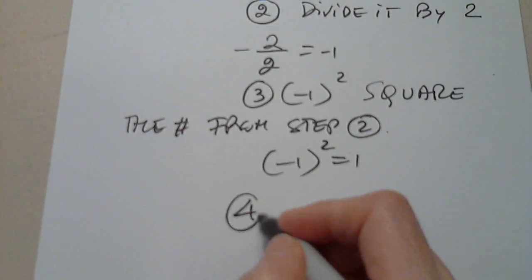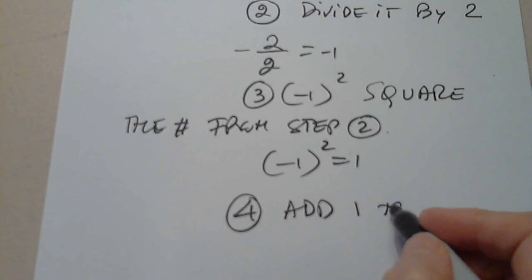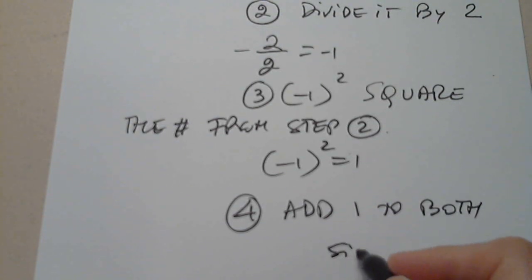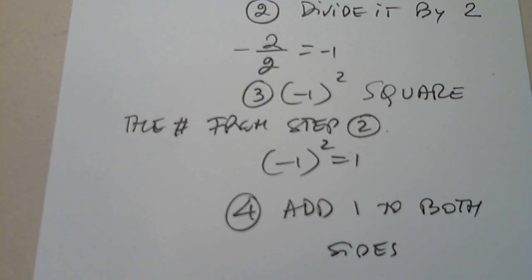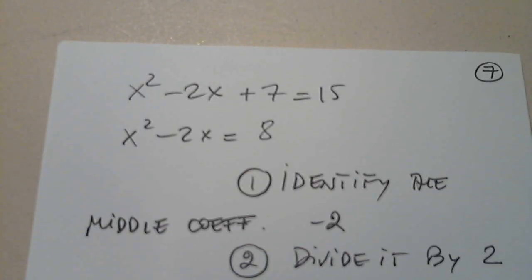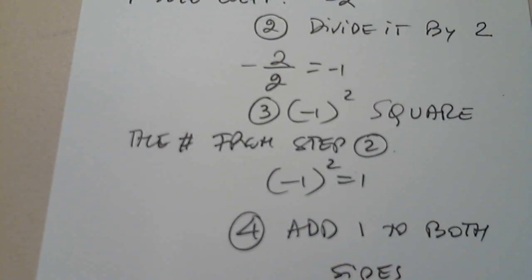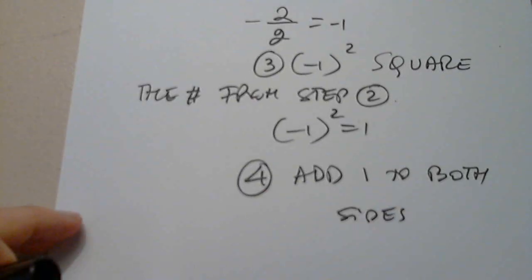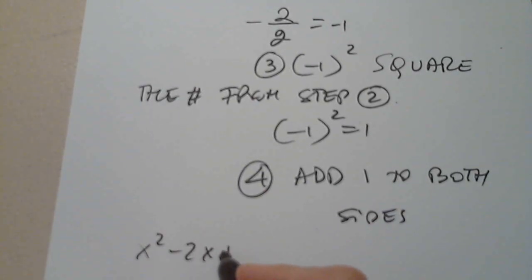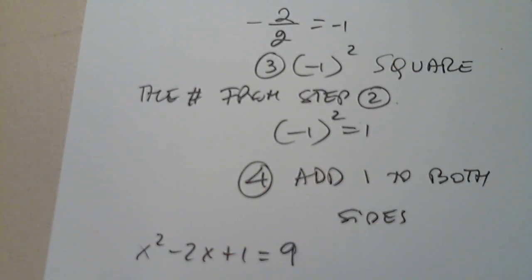And in step 4, add 1 to both sides. Add the number I got from step 3 to both sides. It must be to both sides. Mandatory. So when I add 1 to both sides, I get a new equation equivalent to the first one. So I get x squared minus 2x plus 1 equals 8 plus 1, which is 9.